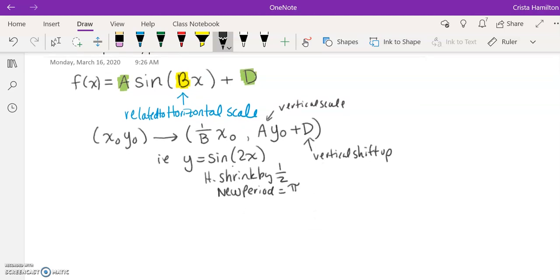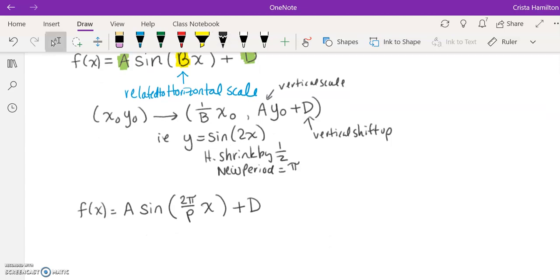Now, what you already saw in the Desmos activity is that they didn't write it as B. They were putting it in as 2 pi over the period times x plus D. So they were using a different way of looking at the period. So let's put it down here: B equals 2 pi over the period. Let's think about what this actually means.